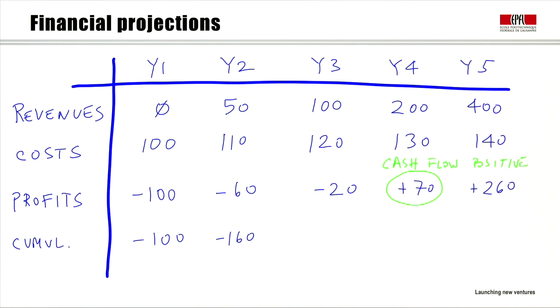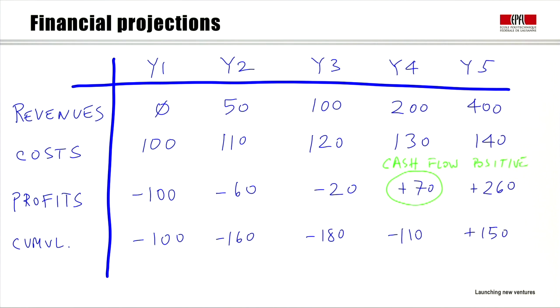Finally, in year 3, we have another loss. We lose 20 more, so now we've cumulatively lost 180. And in year 4, we start making money. We're now cash flow positive, so now we reduce our cumulative loss to 110. And then finally, in year 5, we have made 260. So that means our cumulative gains are positive 150.